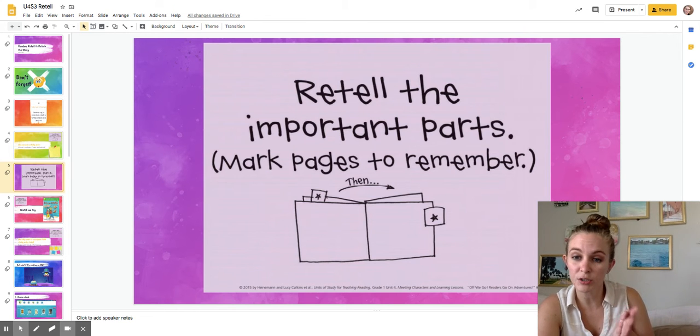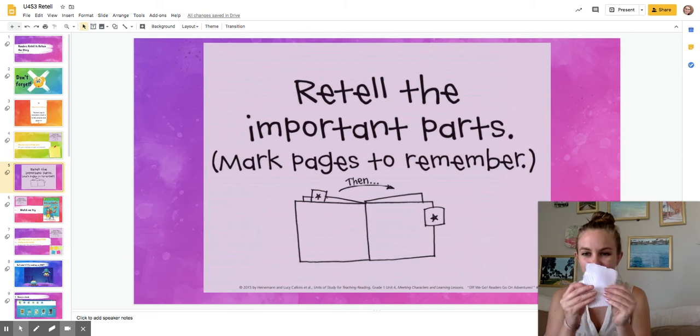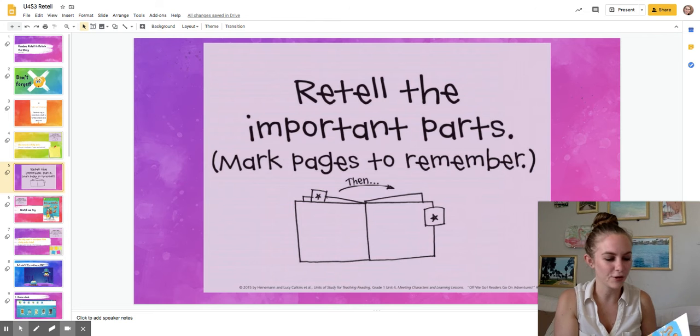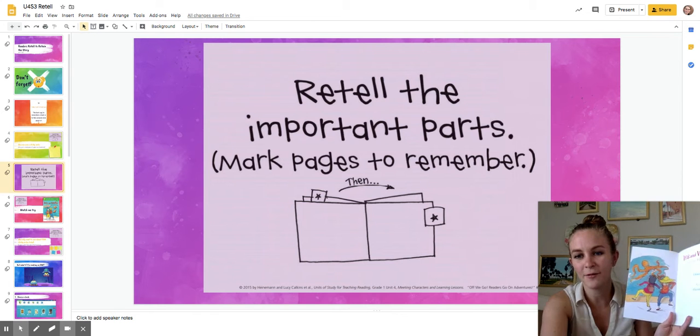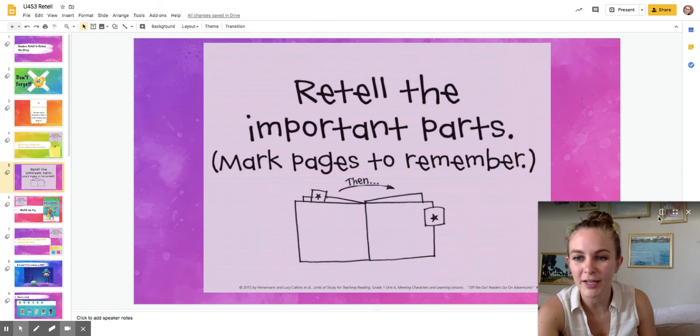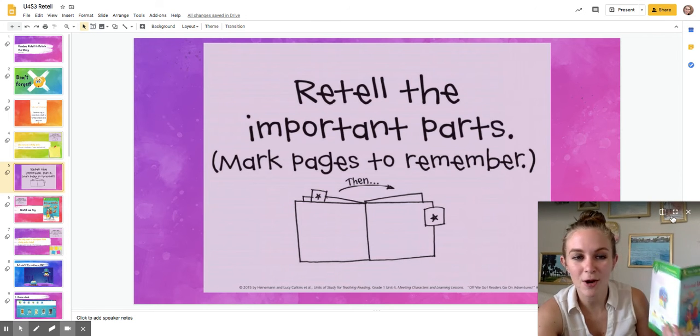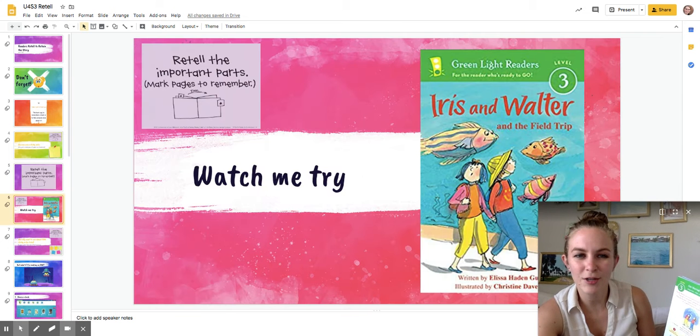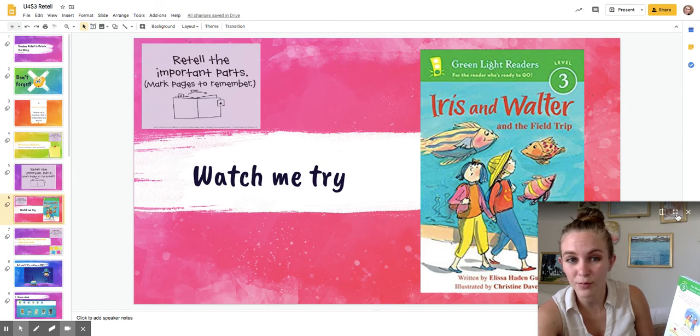Well, when we read books, we are also going on adventures, but we usually don't take pictures of them. So we're going to use these today as a way to remember, kind of like a photograph. I'll get my book out. I'm going to go ahead and make me really big because we don't need this screen. We're going to watch how I'm going to do it. So I'm going to retell the important parts to mark pages that I need to remember that I think are important. All right, so Iris and Walter.